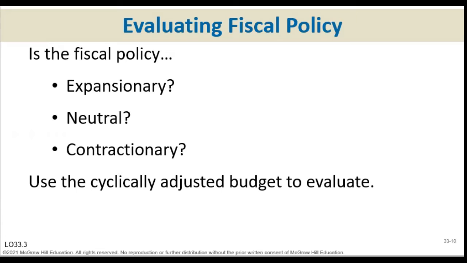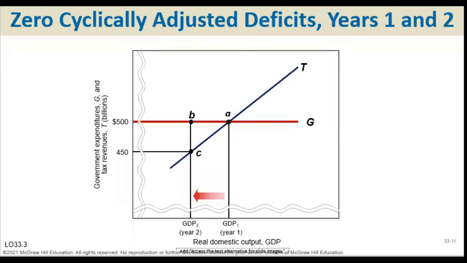So the next graph is going to illustrate the concept better. This graph looks similar to what we saw before. In this graph, you have again the tax line and also the government spending. And this figure shows the cyclically adjusted deficit, right?